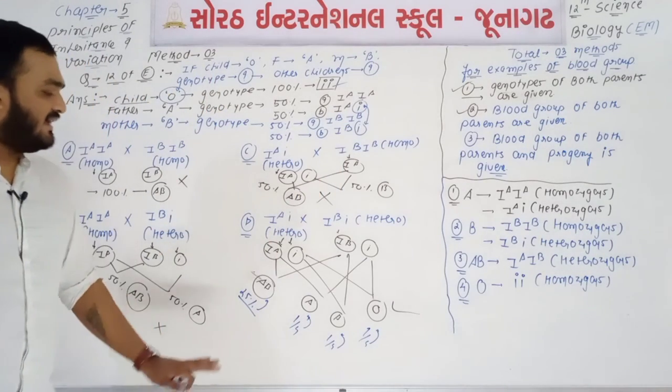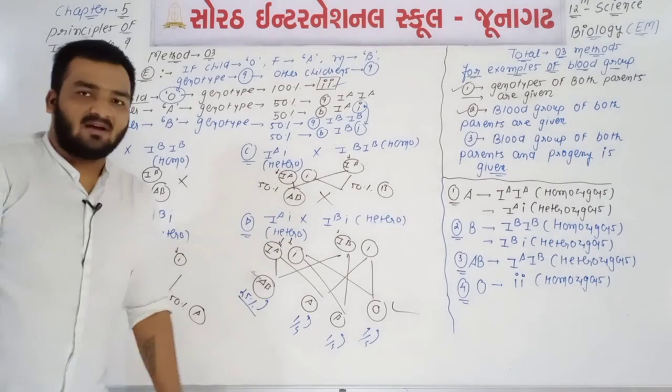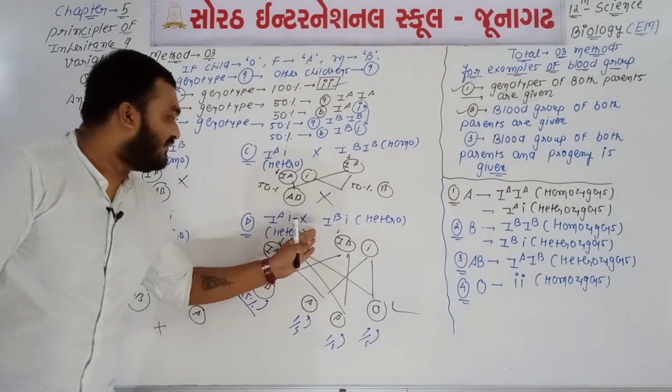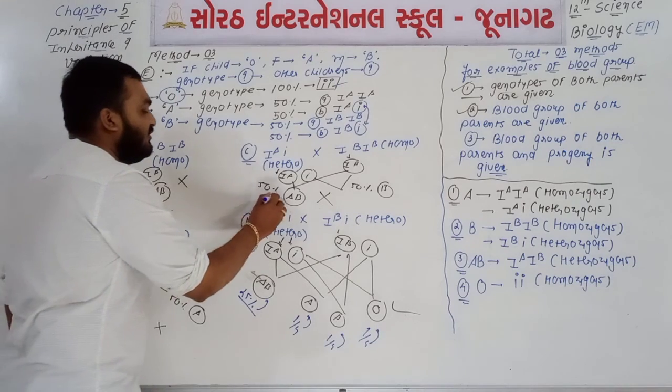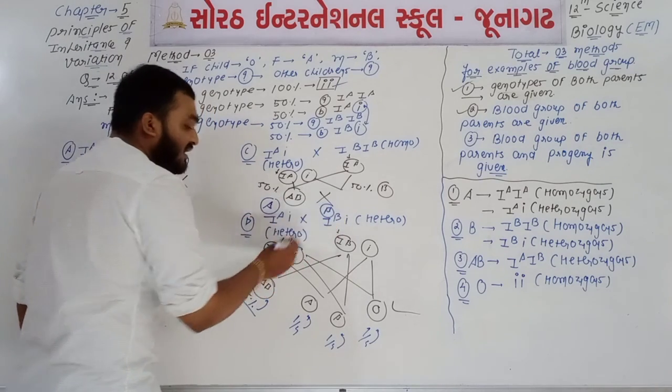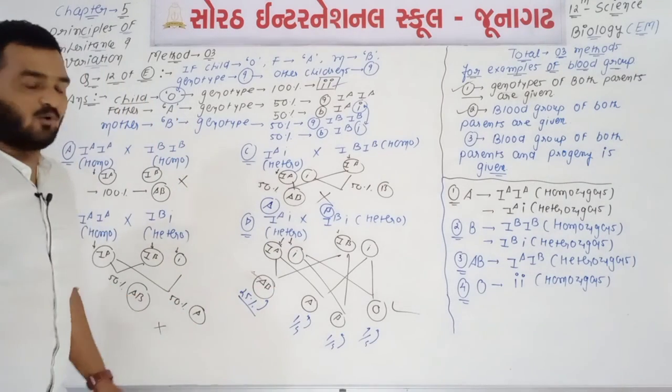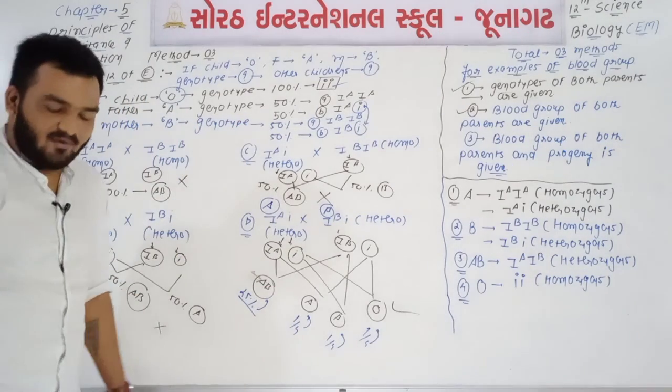So this parent is able to produce different types of blood groups. The blood group of the parents is A and B, but it is possible to have progeny with different types of blood groups. So it is possible with the help of genetics.